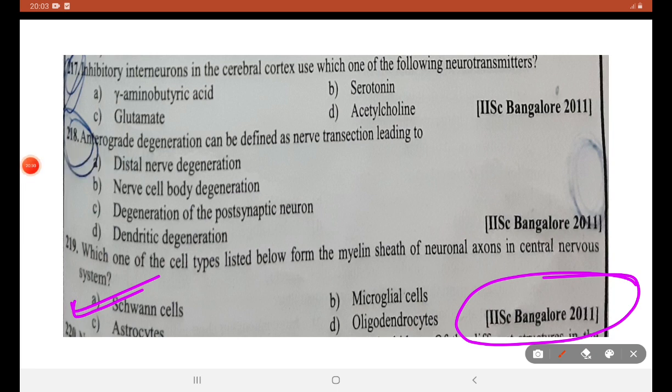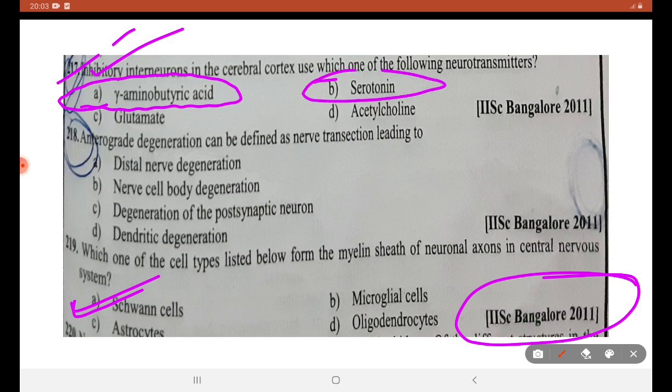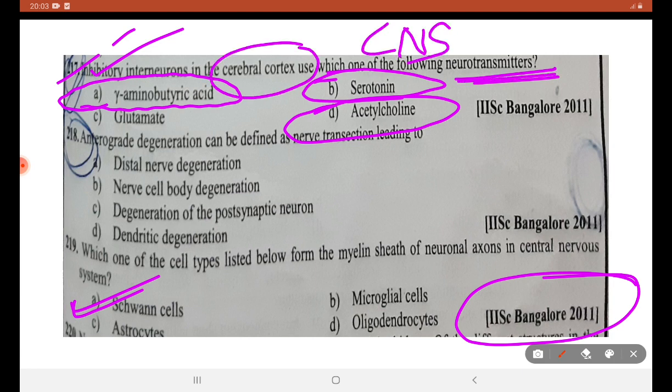Now, a question can arise here. Gamma aminobutyric acid is also an inhibitory neurotransmitter. Serotonin is also an inhibitory neurotransmitter. Acetylcholine has both functions. Which is the right option? In case of the cerebral cortex, or with reference to the central nervous system, for an inhibitory neurotransmitter straight away mark gamma aminobutyric acid. This is a universal truth.